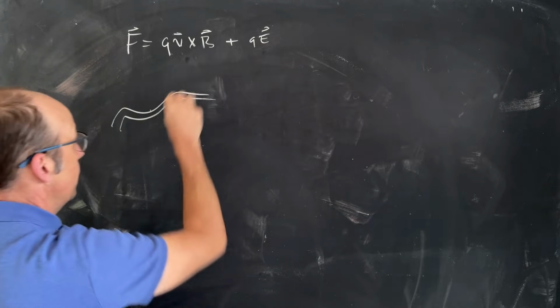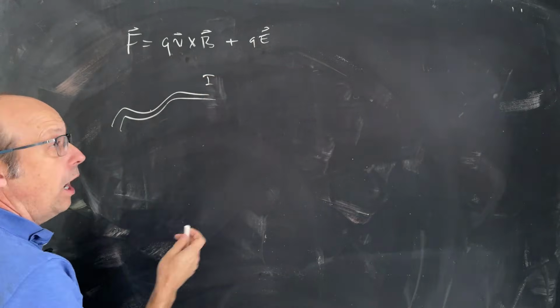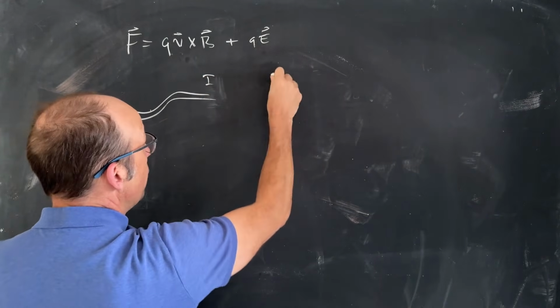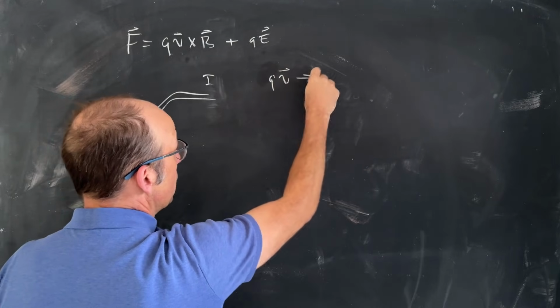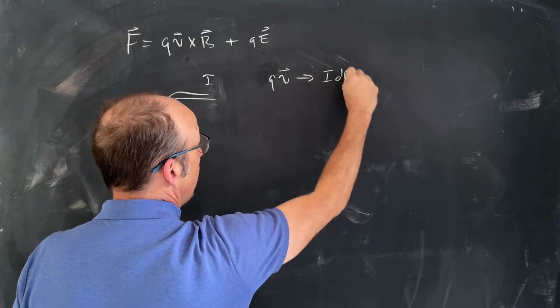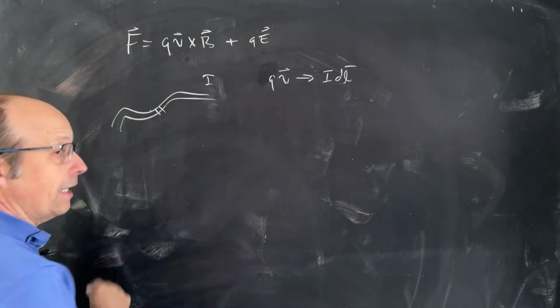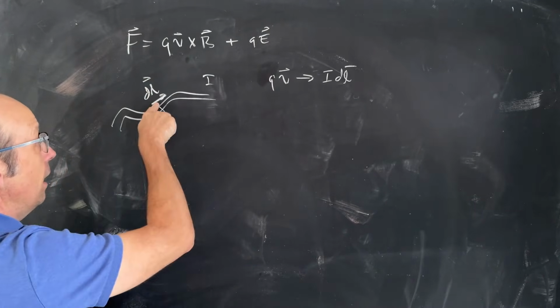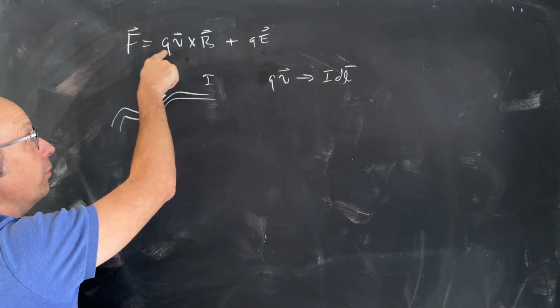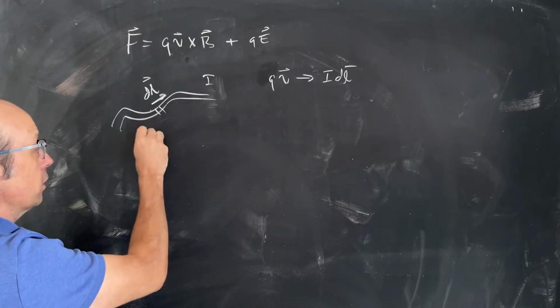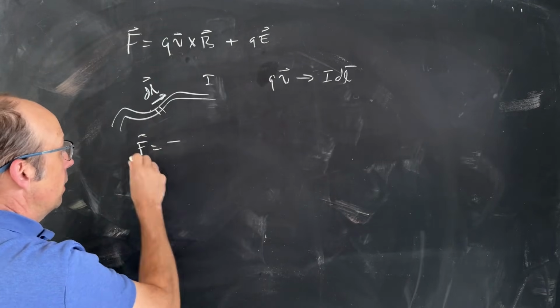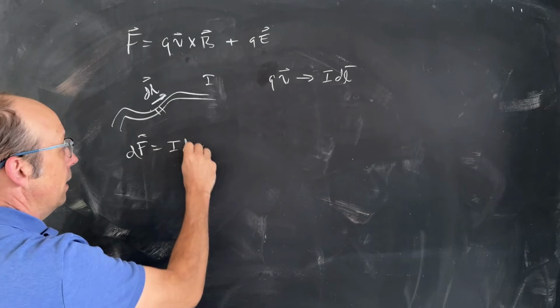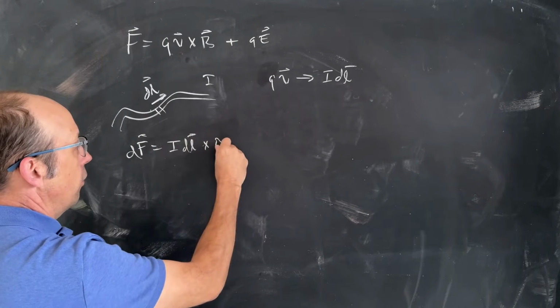And it looks something like that with a current going through it. Well, I dl, or qv, is just like I dl. So if I take a little piece of this and I'll call it a vector dl, then that little piece can experience a force in a magnetic field, so that the force would be dF is I dl cross B.